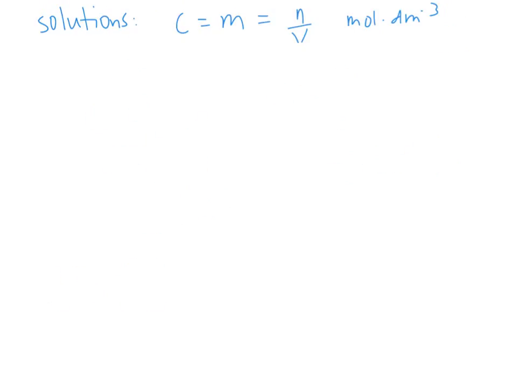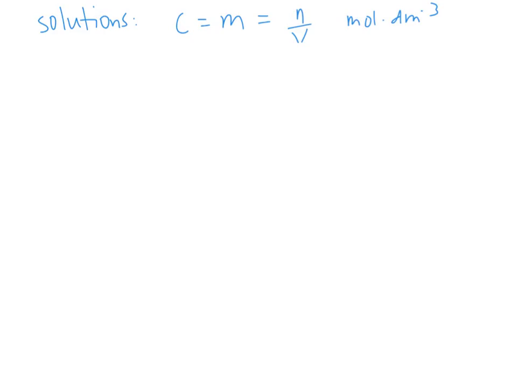So with question 64, we start getting into solutions. Just a reminder that IB tends to call molarity concentration, which is fine. But it's expressed the same way, moles per liter or moles per decimeter cubed. So if you want to think molarity instead of concentration, that's just fine.